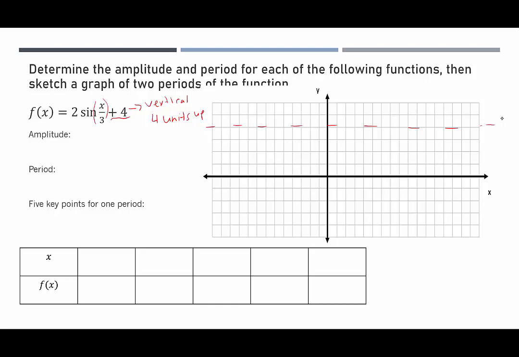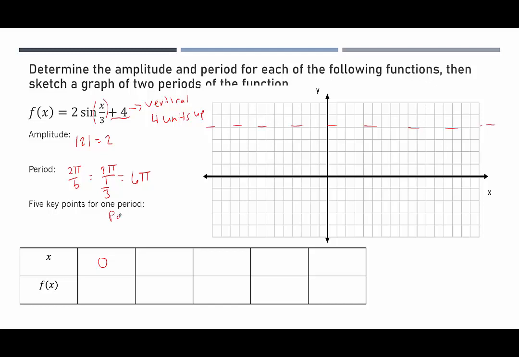Every other point should hit that midline. The amplitude is the absolute value of a, which is 2. The period will be 2 pi divided by b. That's 2 pi divided by 1 over 3, which is 6 pi. And we'll start by completing the x's, and then we'll fill in the y's from there. So to figure out the key points, well, we know we're starting at 0 since there's no horizontal transformation.